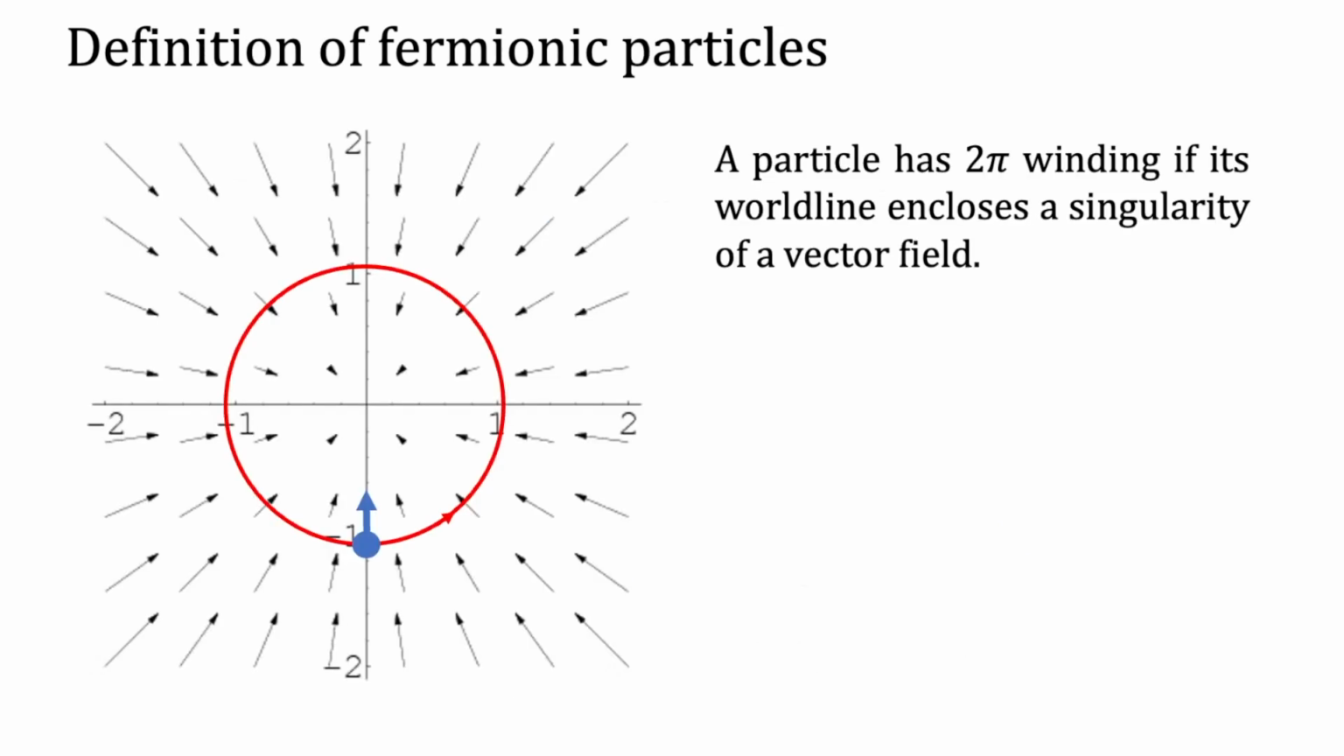Now I will try to give a formal definition of a fermion. Let's first assign some vector field in a space. When I try to move the particle around this space, I need to specify the orientation of my particle consistent with this vector field. For example, if I put a particle here, the arrow of my particle must be parallel to the vector field I define. Next, let me try to move this particle around this red circle. You can see this blue arrow as my definition.